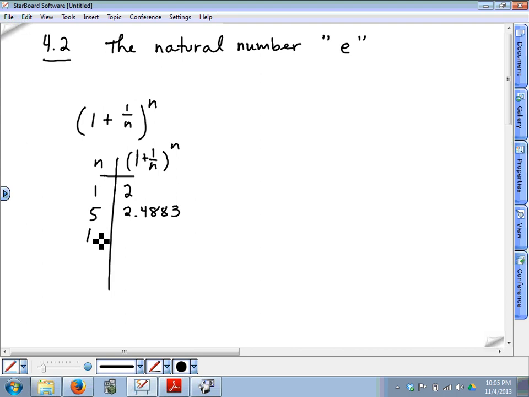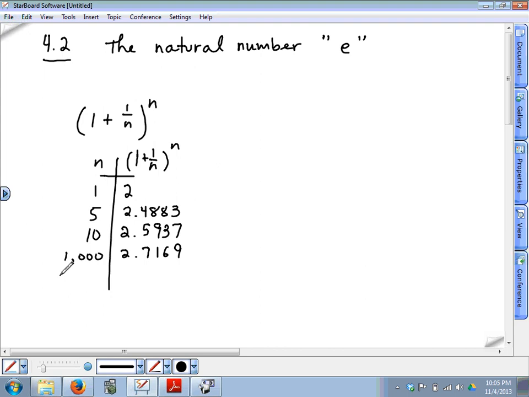Now if we double n to 10, then this value increases only to 2.5937. Now if we get really drastic here and change this to 1,000, there's a huge jump in our n value. It went from 10 to 1,000. Surprisingly, that does not affect this column very much at all. This becomes 2.7169.